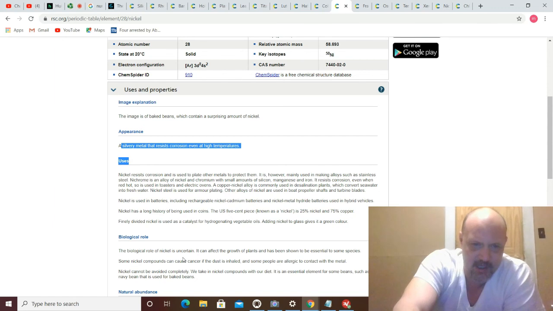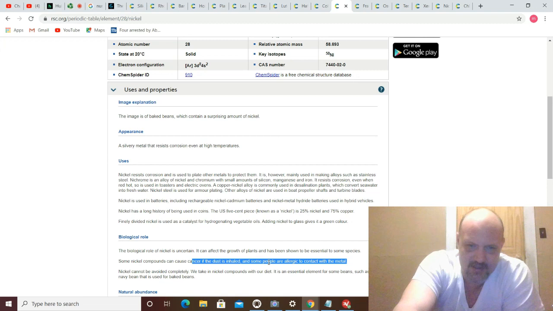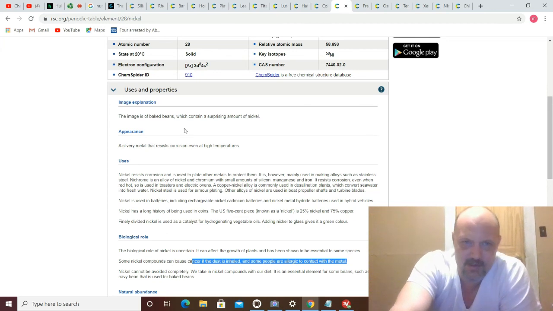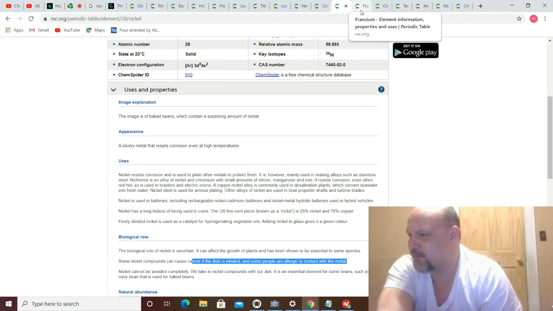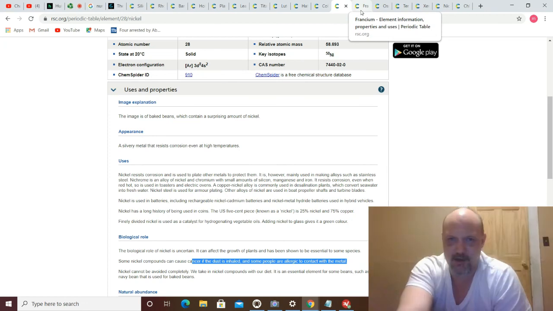Some nickel components can cause cancer if the dust is inhaled. People are allergic to contact with the metal, and it can't be avoided completely. So take a little in our diet, it says. But anyway, if you move on from that, you got atomic number 87.